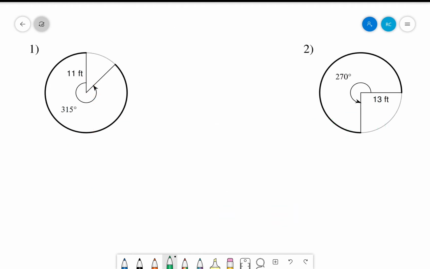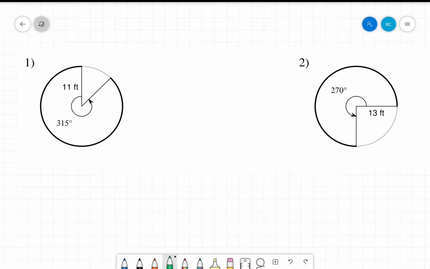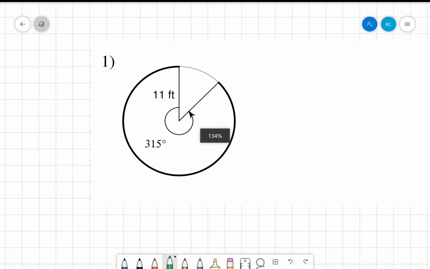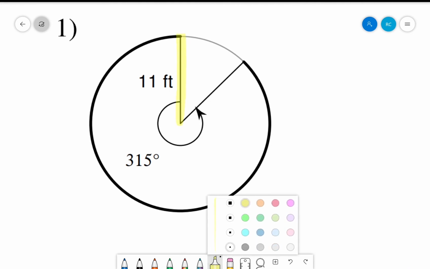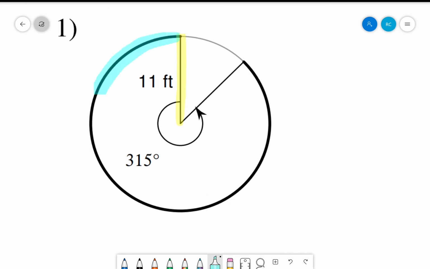Okay, here we have two arcs, and we want to find the length of each arc. Okay, so in problem number 1, we have a circle that has a radius of 11 feet. And we are looking for the length of this large arc all the way around, which has an internal measure of 315 degrees.